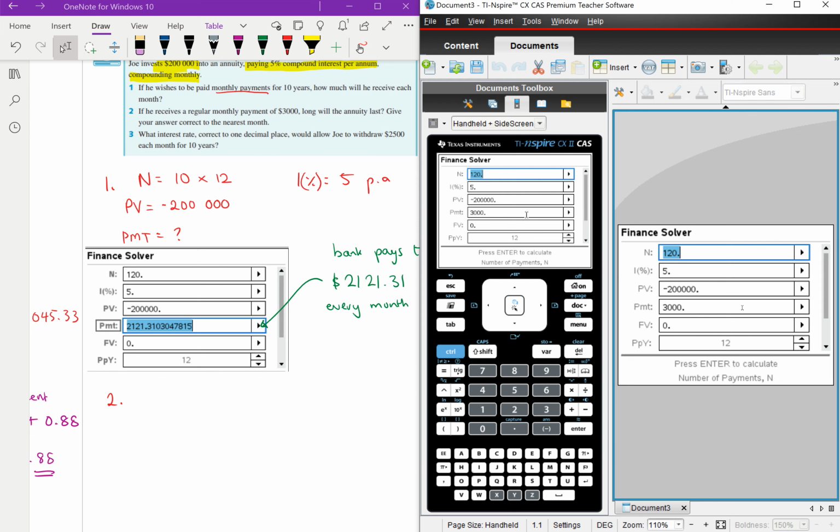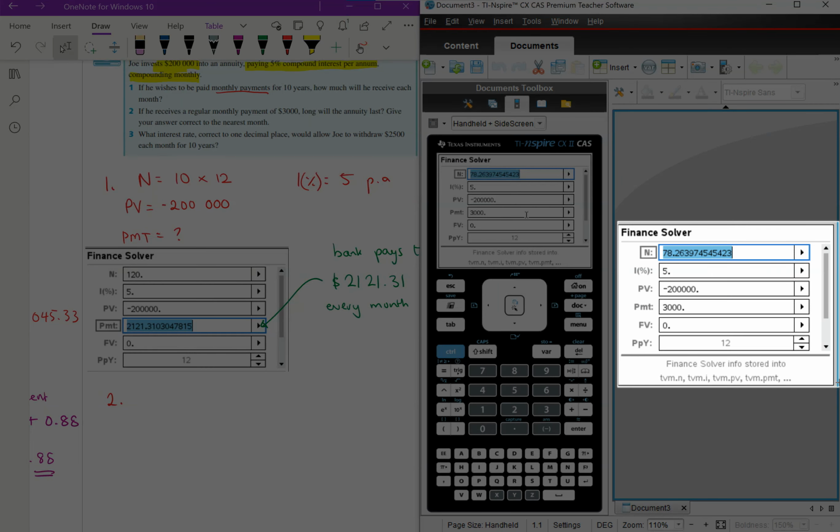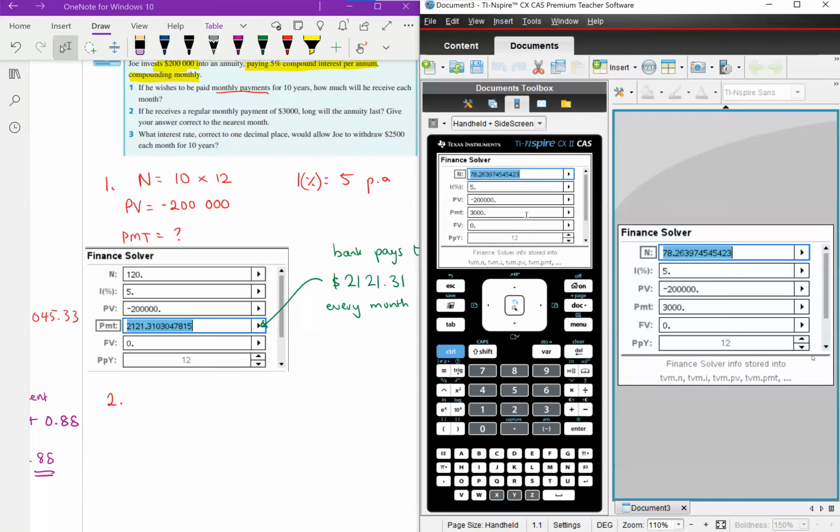Because obviously 10 years would mean that they will pay me $2,121, and that will last me 10 years. But if I want 3,000, likely it has to be less, right? So here we go. We're going to press enter. And that tells me that I now have, instead of 120 payments, they're only going to do 78.26 payments. Does that make sense?